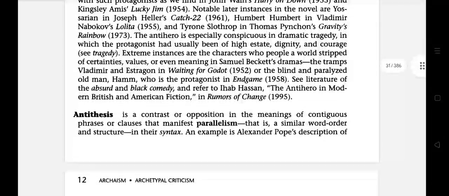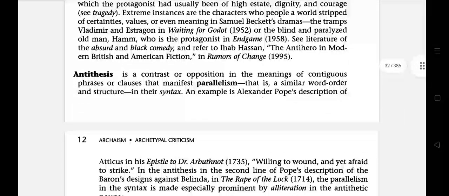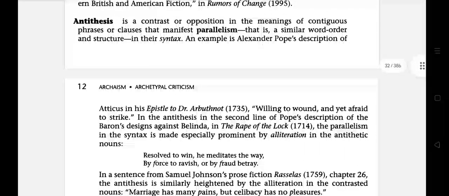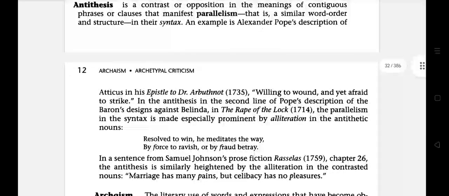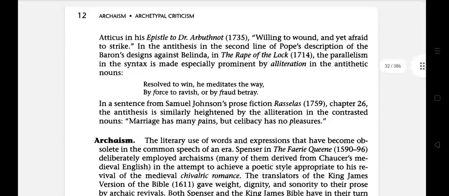Our next literary term is antithesis. It is a contrast or opposition in the meaning of contiguous phrases or clauses that manifest parallelism, that is, a similar word order and structure in their syntax. For example, Alexander Pope's description of Atticus in his Epistle to Dr. Arbuthnot, "willing to wound," is an example of antithesis.